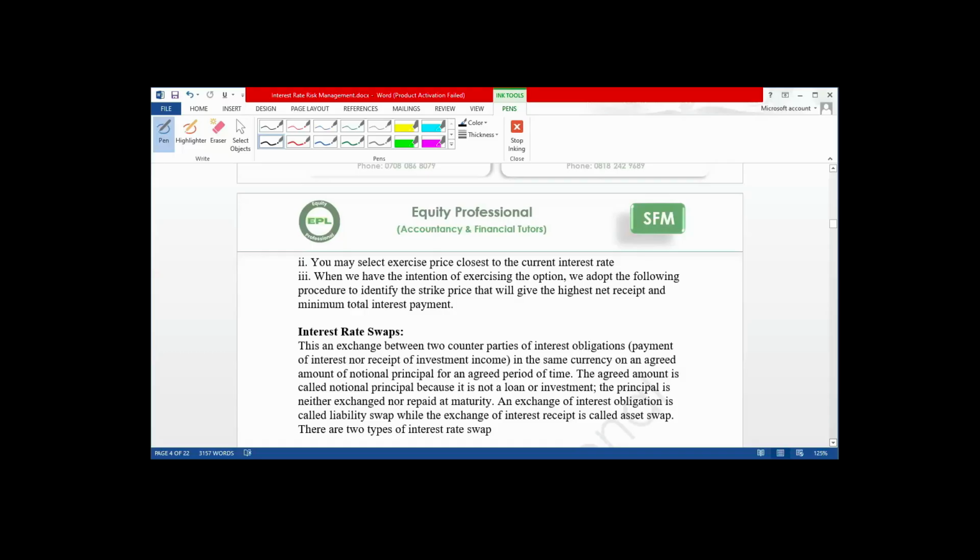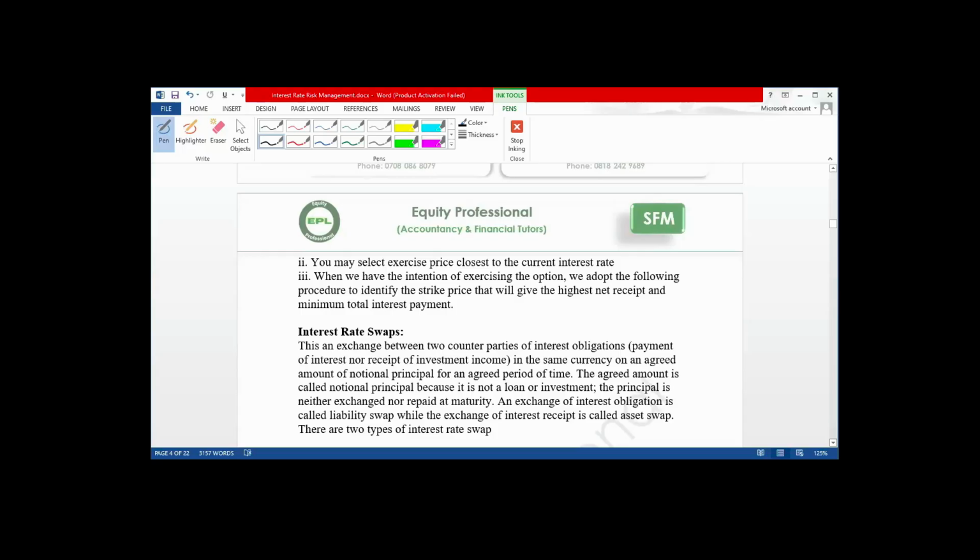Interest rate swap: agreements between two counterparties to exchange interest rate obligations on the same currency, on an agreed amount of principal, for an agreed period of time. Let us illustrate briefly.